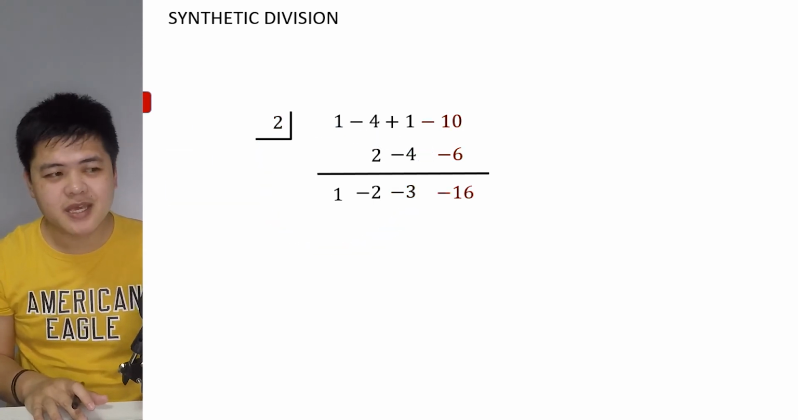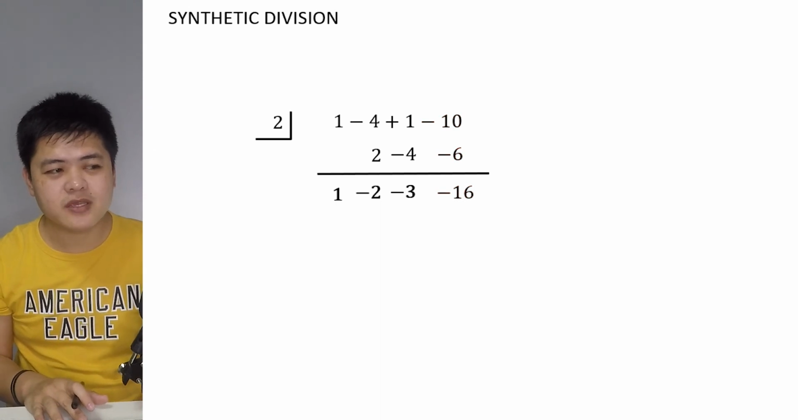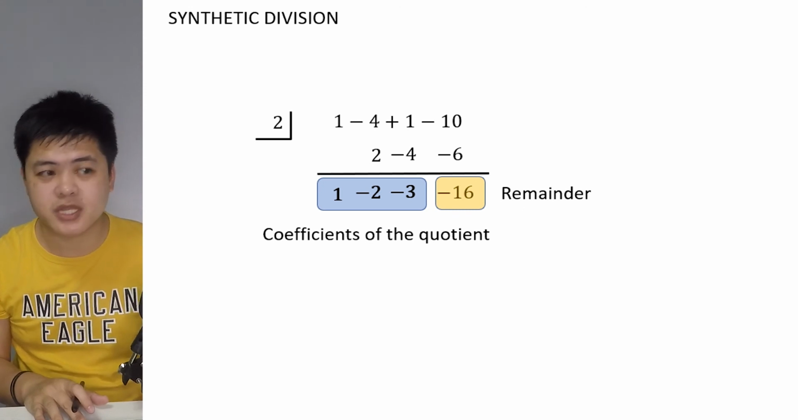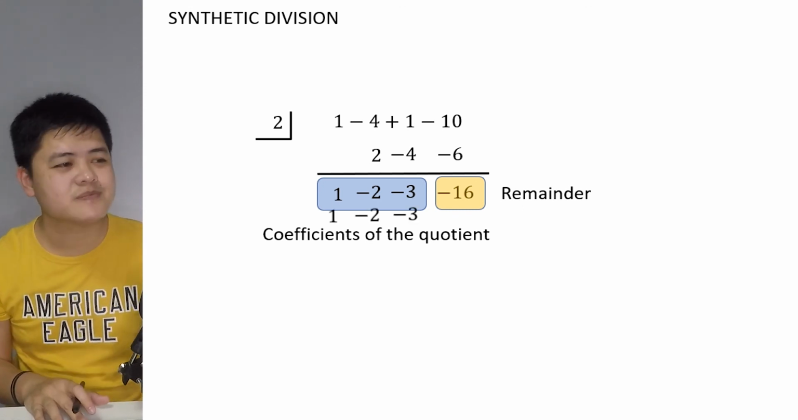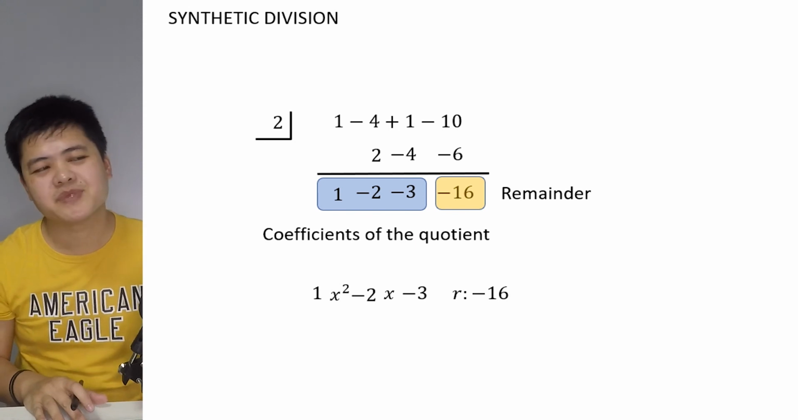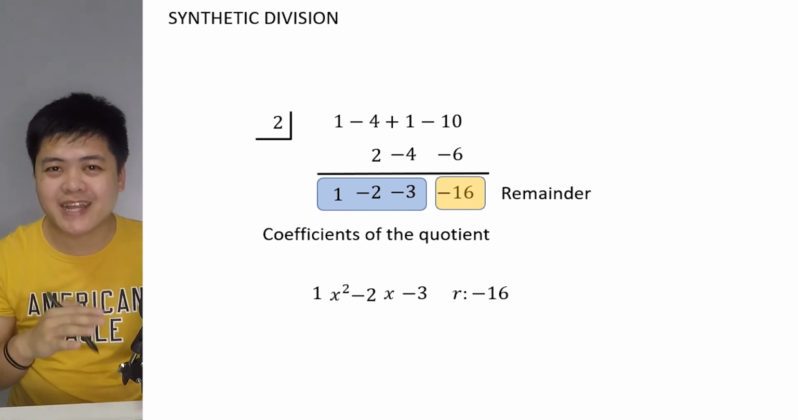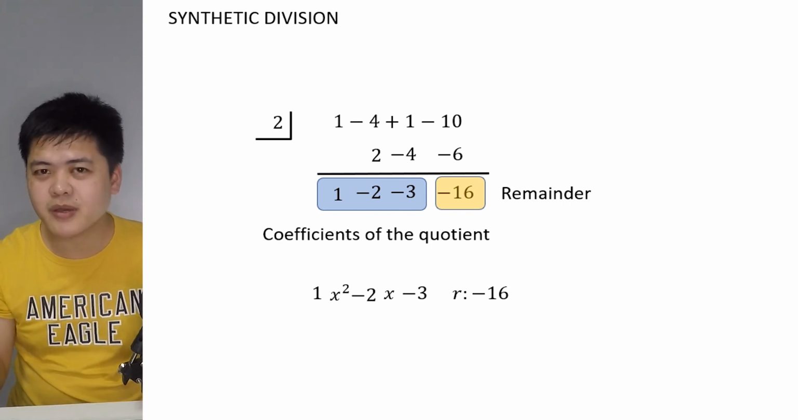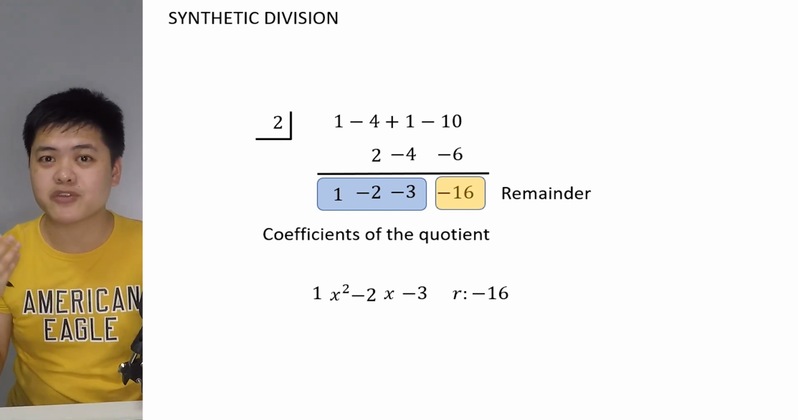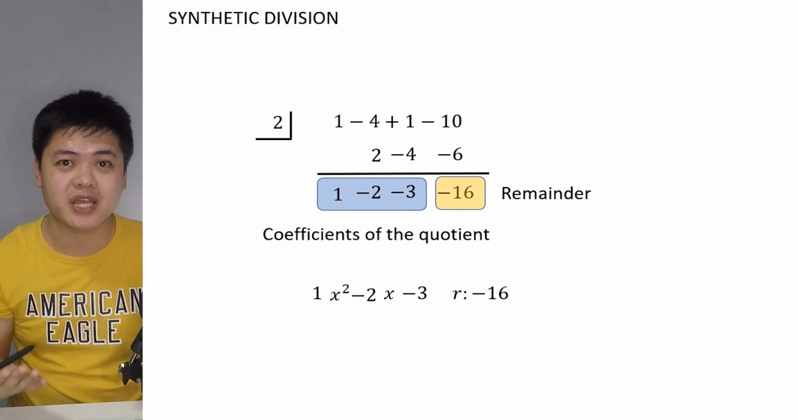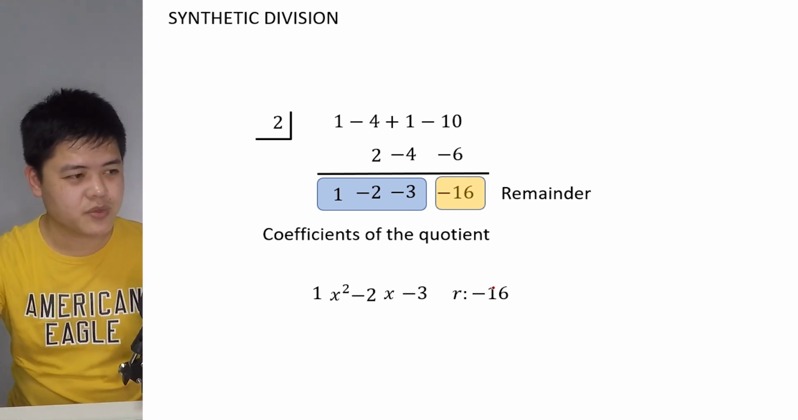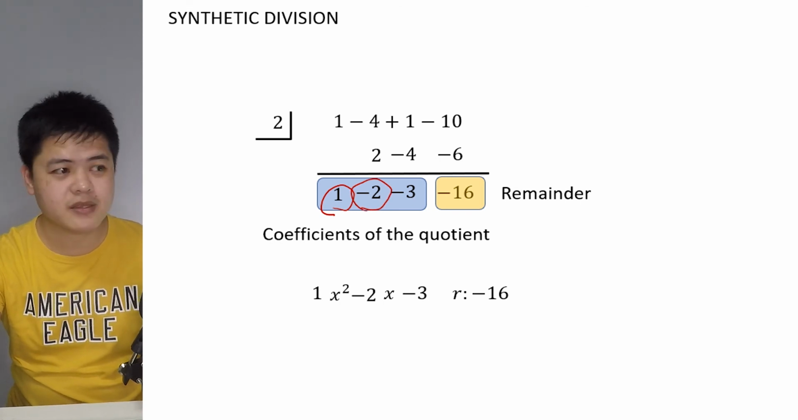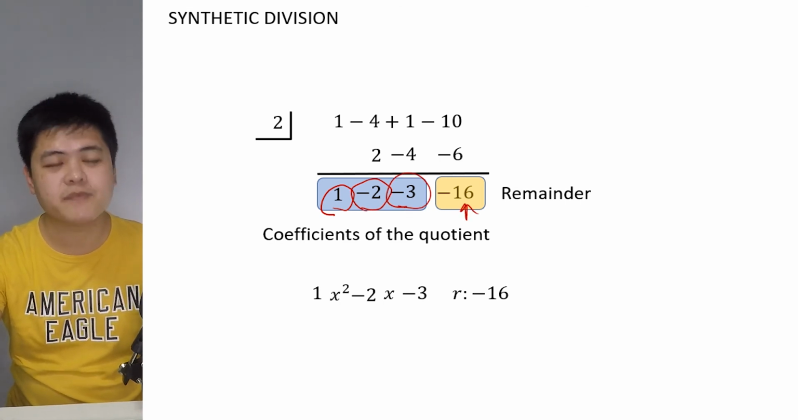And basically, the first 3 numbers are the coefficients of your quotient, and the last number is your remainder. Okay, so ito. Remember yung dividend natin naka-x cube, tapos dinivide natin siya ng linear na naka-x, so x cube over x, that gives us a quadratic quotient. So, ito yung coefficient ng quadratic term, coefficient ng linear term, at ito yung constant. And then the last number will be your remainder.